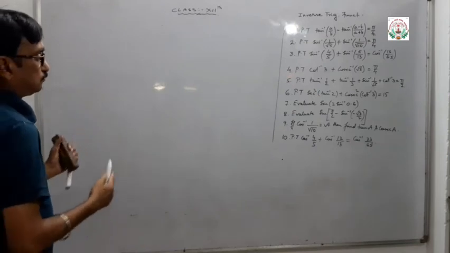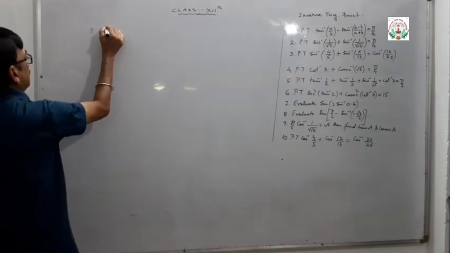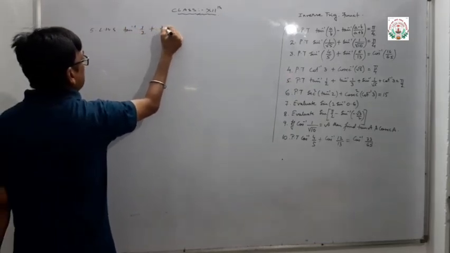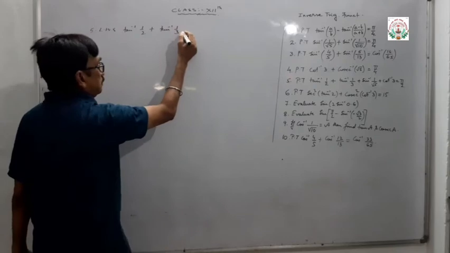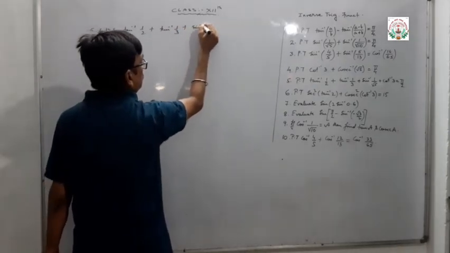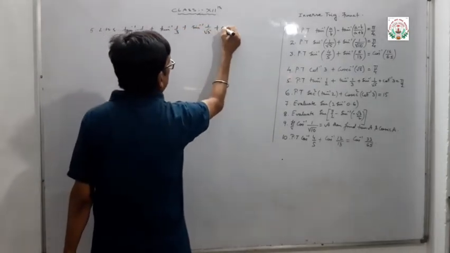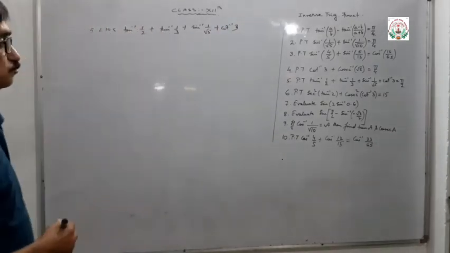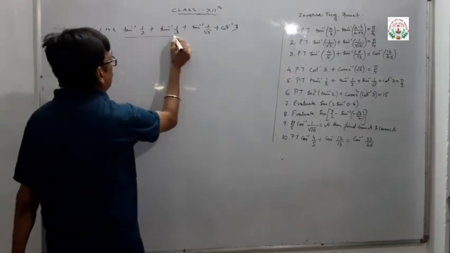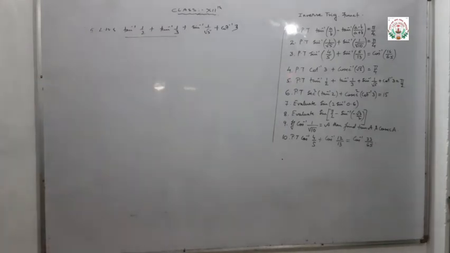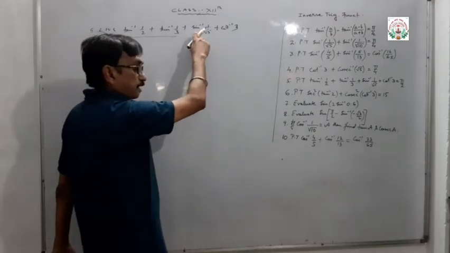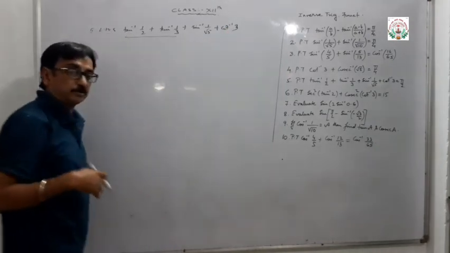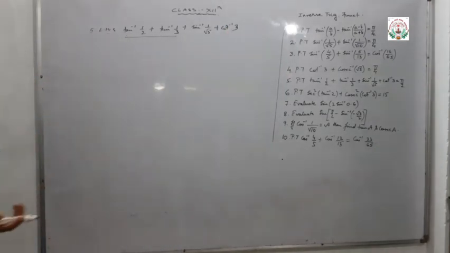Now question number 5. LHS: tan inverse of 1 by 2 plus tan inverse of 1 by 3 plus sine inverse of 1 by root 5 plus cot inverse of 3, which equals pi by 2. Here we can apply the formula for tan inverse of x plus tan inverse of y. The sine inverse we will convert to tan inverse by using the conversion property, and the cot inverse we can convert to tan inverse by using the reciprocal property.